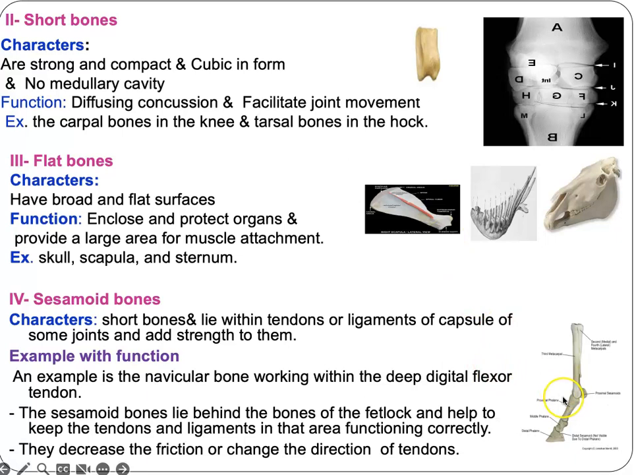Sesamoid bones are present in certain joints. For example, we have three sesamoid bones: the two proximal ones and the distal one, which is known as the navicular bone, in the fore and hind limb. These are important for decreasing friction and changing the direction of the tendon.